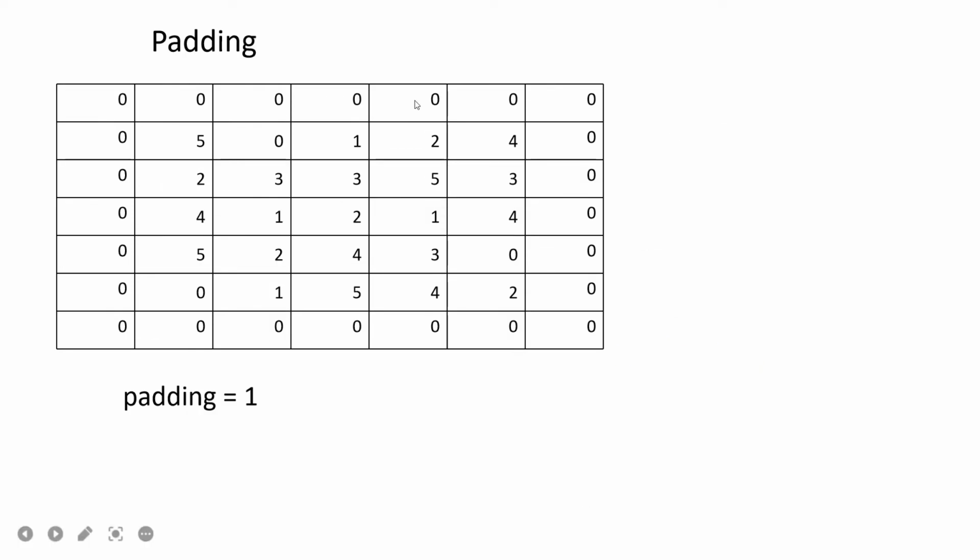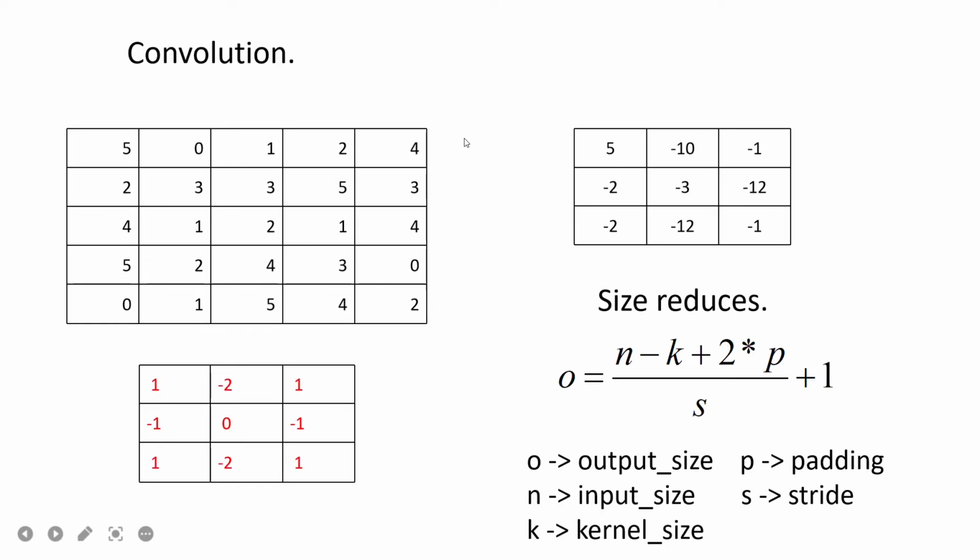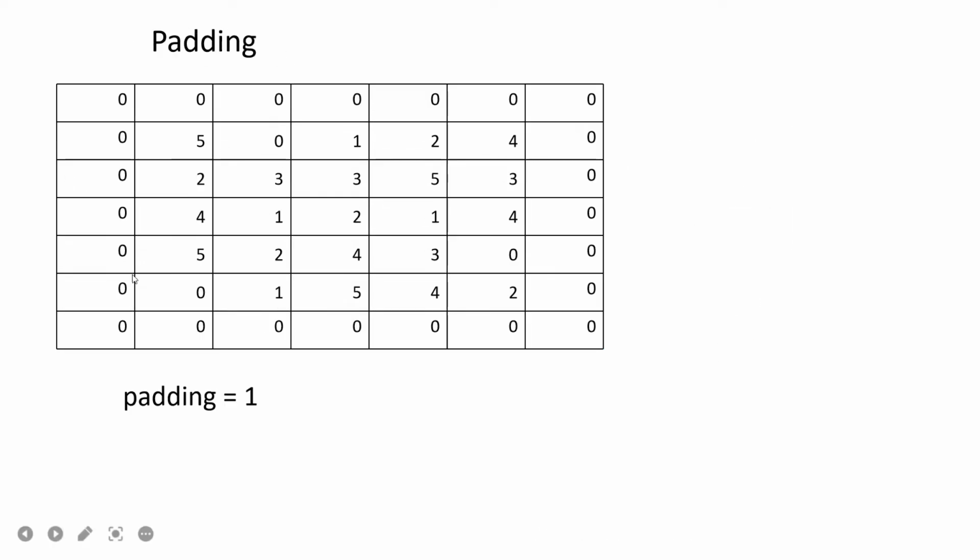What is padding? Padding is basically, this was your image. If you remove these zeros from the sides, this was the image: 5 0 1 2 4, and 5 2 4 5 0. So this was actually our image itself. What we did was a padding of 1, that is we added one row of zeros on the top, one row of zeros in the bottom, and one column of zeros on the right hand side, and one column of zeros on the left hand side. This is padding equal to 1.